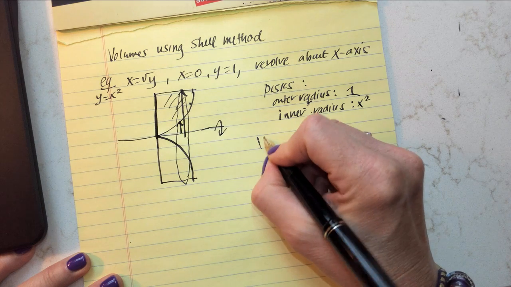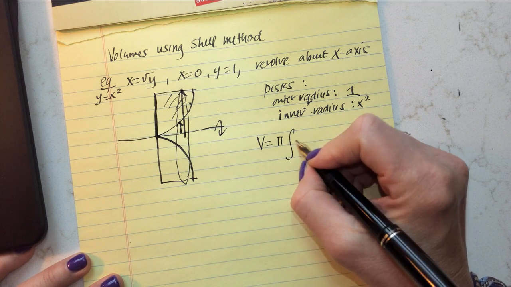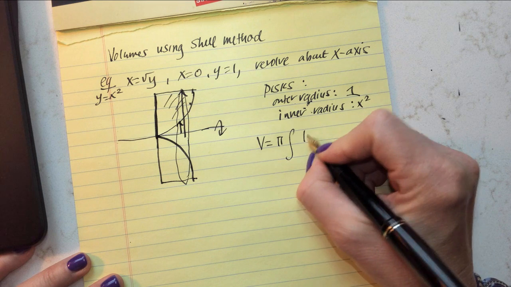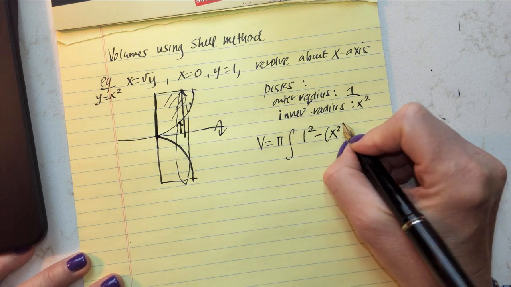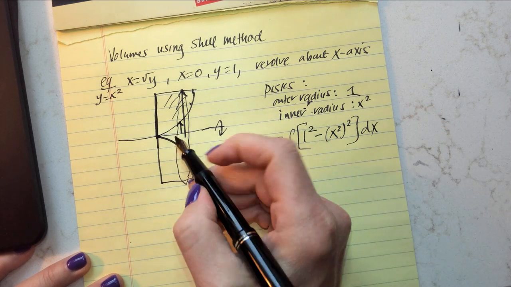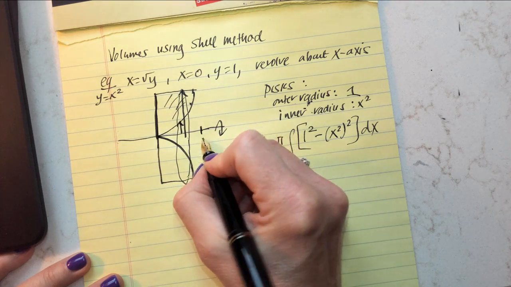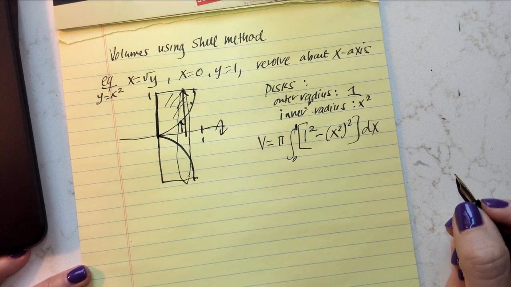So doing this by disks, the volume would be pi times the outer radius squared minus the inner radius squared dx, and we're integrating from what? 0 to 1. This is 1 and this is 1. Okay, so that's how we would calculate it doing disks.